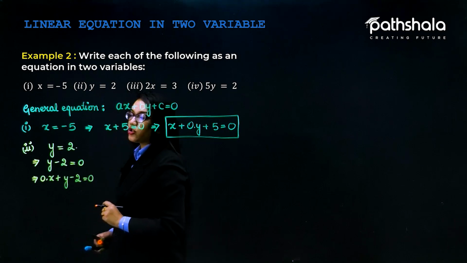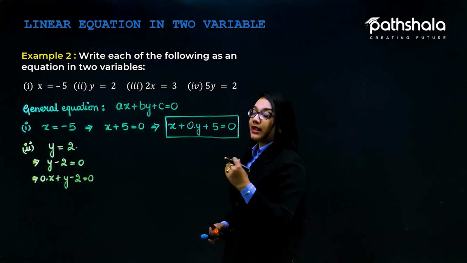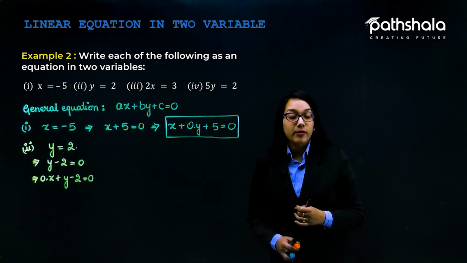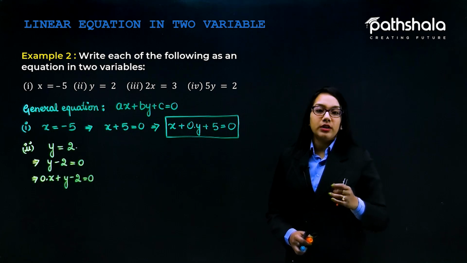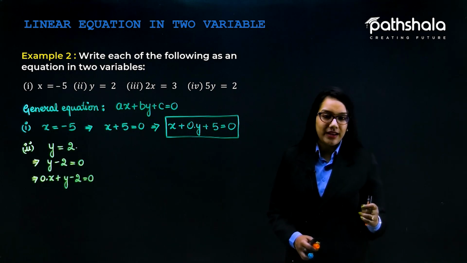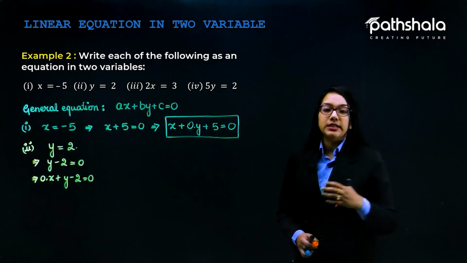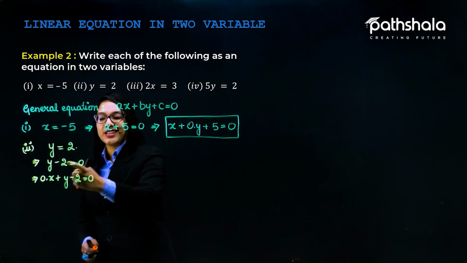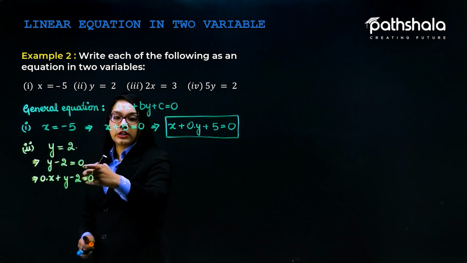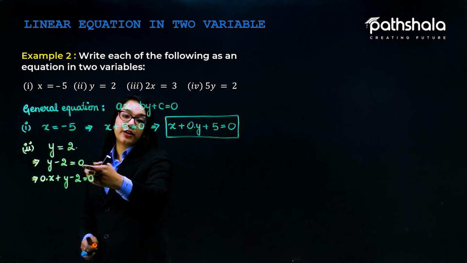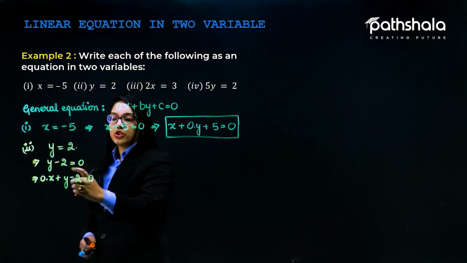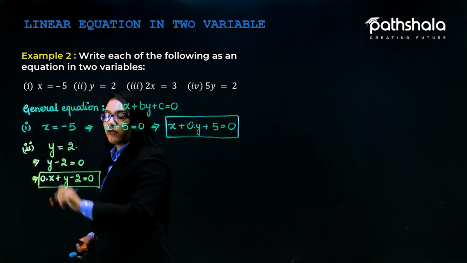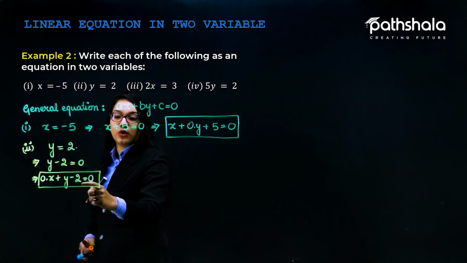We can write it in this formation because the variable x is not available in the equation. Always remember, whenever there is a missing variable in any equation, we can write it as 0 into that variable. Since x is not present here, we write 0 into x. If y were missing, we would express it as 0 into y. So this is the representation of this equation in the form ax plus by plus c is equal to 0.